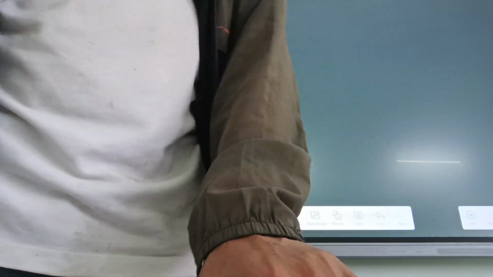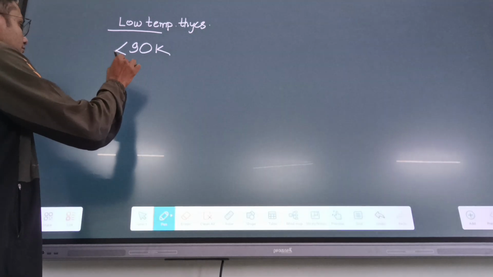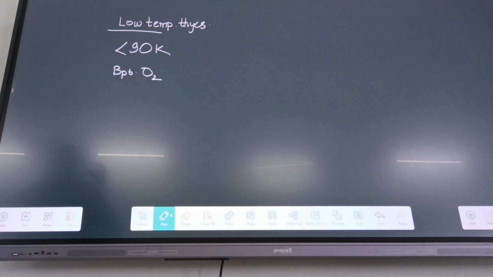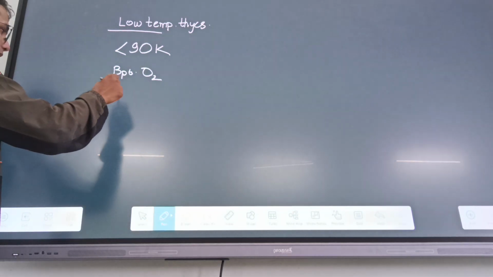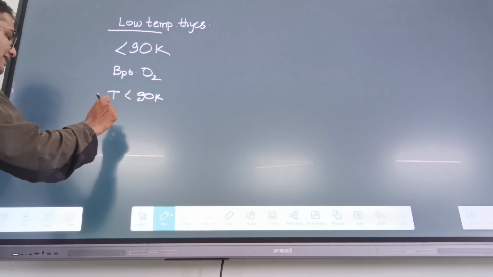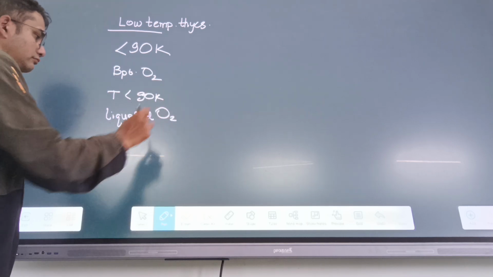So it is basically the boiling point of oxygen. Boiling point मतलब इससे नीचे अगर चले गए तो what we will get is liquefied oxygen. If the temperature is less than 90 degrees, we get liquefied oxygen. Okay.